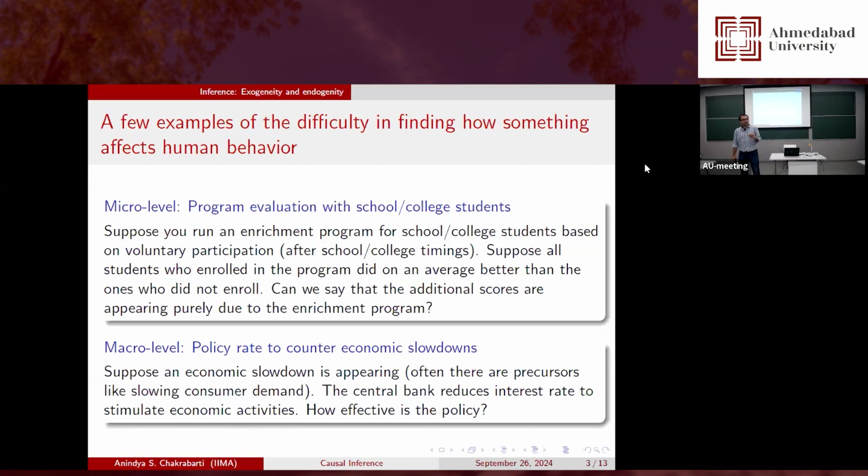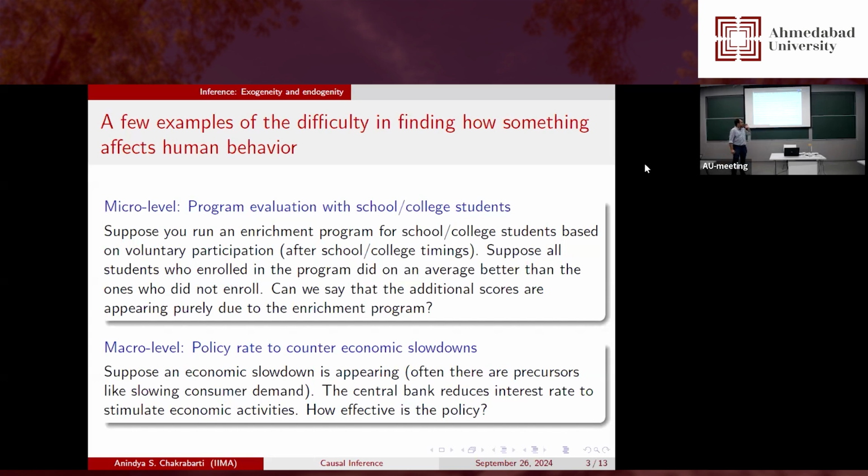If I did not float that program, maybe these students were the more excited ones, more energetic ones. Because I floated the program, they went for it. If I didn't, they would do something else and still crack the joint entrance exam. So the problem is that I am not seeing the counterfactual. I am seeing only what, in the language of econometrics and statistics, is called the treatment, as if I am assigning a certain type of treatment, which is imparting knowledge through the program, and then seeing the outcome. And maybe that is not what is causing this final effect.